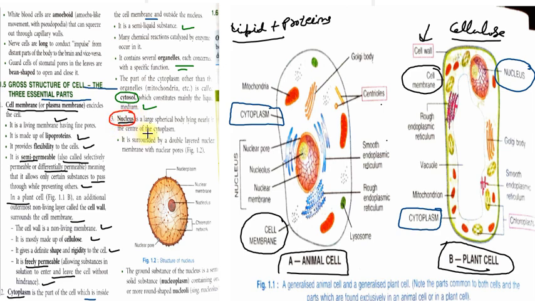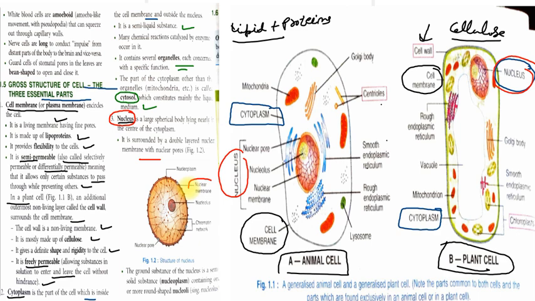The nucleus: here is the animal cell nucleus and here is the plant cell nucleus. It is a large spherical body lying nearly in the center of the cytoplasm. It is surrounded by a double layered nuclear membrane with nuclear pores.